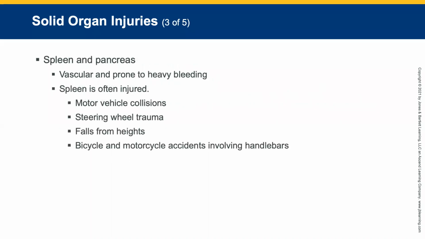The spleen and pancreas are also very vascular. Both of those are prone to heavy bleeding when they're fractured, lacerated, or punctured. Referred left shoulder pain also occurs in some of these splenic injuries.